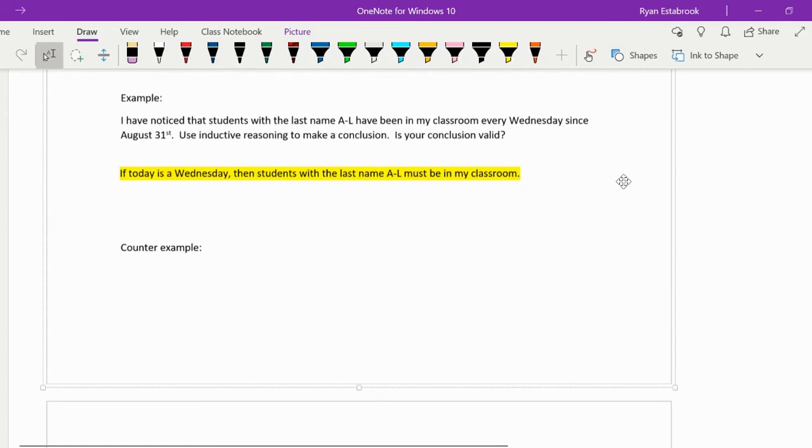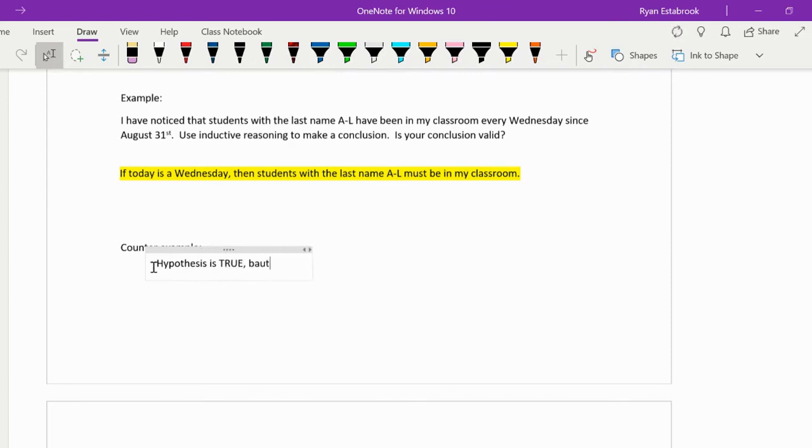Is this true or false? So think about that. If today is a Wednesday, is it guaranteed that there will be students in my classroom with last names A through L? We're trying to poke holes in the argument, and we're looking for what's called a counterexample. A counterexample is a way to prove that a conjecture is false. With a counterexample, you want to find a situation where the hypothesis is true, but the conclusion is false. That is what a counterexample is.